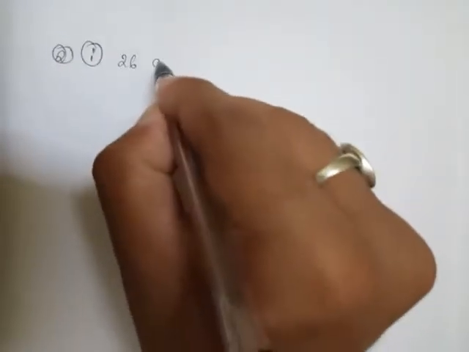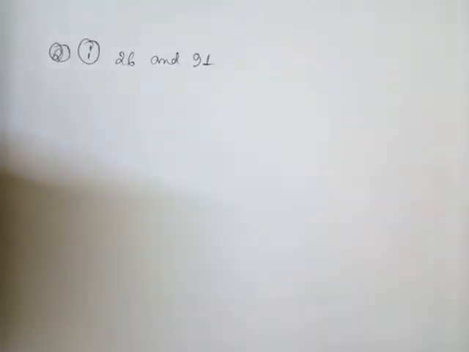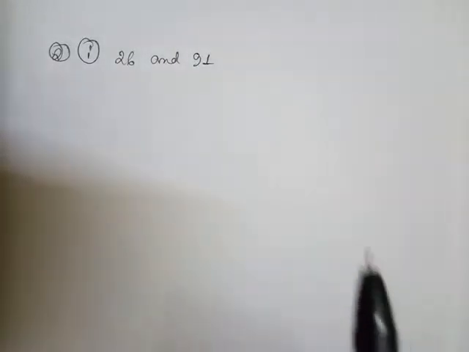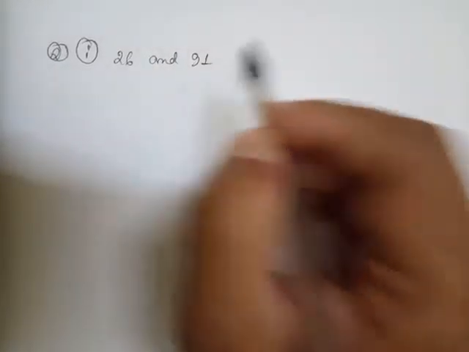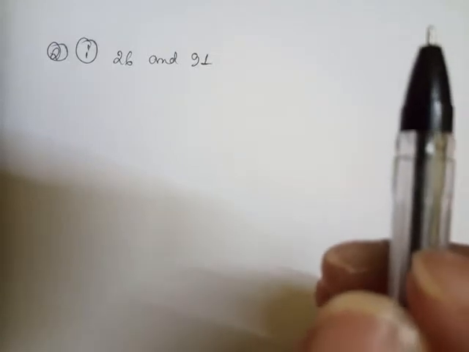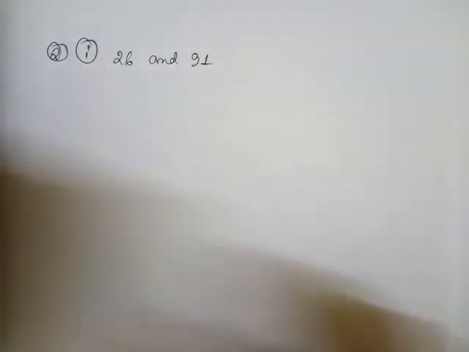Look students, how to solve this one, 2 Roman 1. I will write here 2 Roman 1, and the question is 26 and 91. Now look, students, how to solve it. Here one number is 26, the other number is 91. We have to find the LCM and HCF, and after that we have to verify this. So it's better to go for the prime factor method.